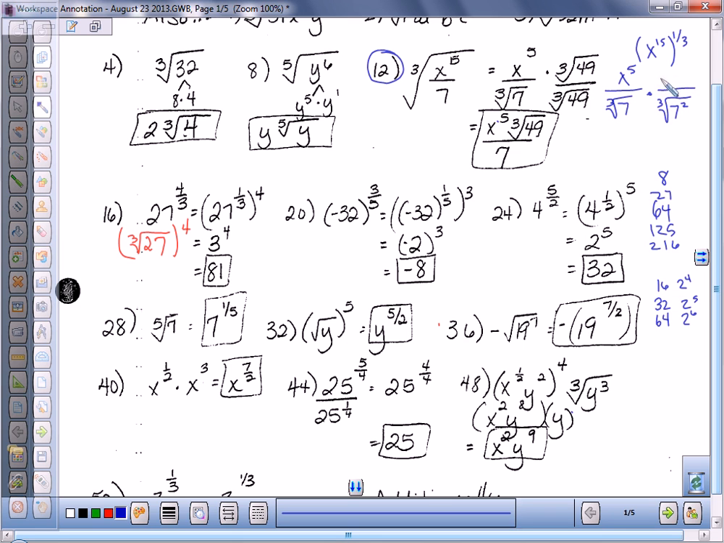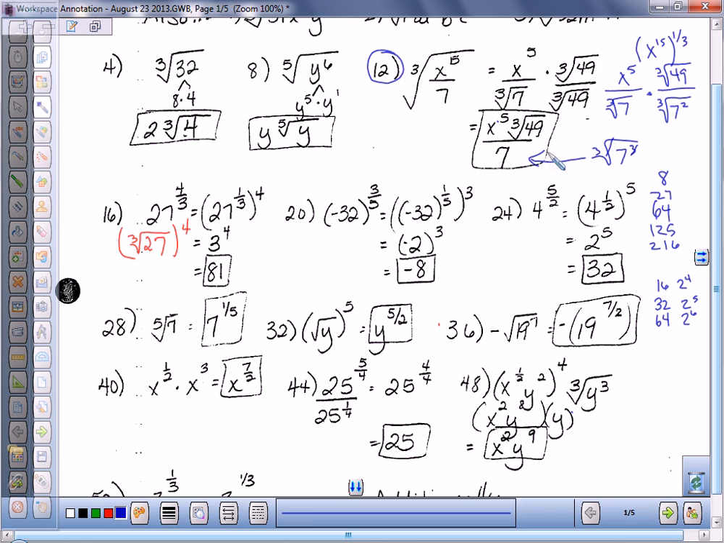So that's really the same thing as the cubed root of 49. So now I get the cubed root in the denominator, the cubed root of 7 cubed. What happens to the root and the cube? They cancel, and that's where the 7 comes from. And then in the numerator, I have x to the 5th times the cubed root of 49.